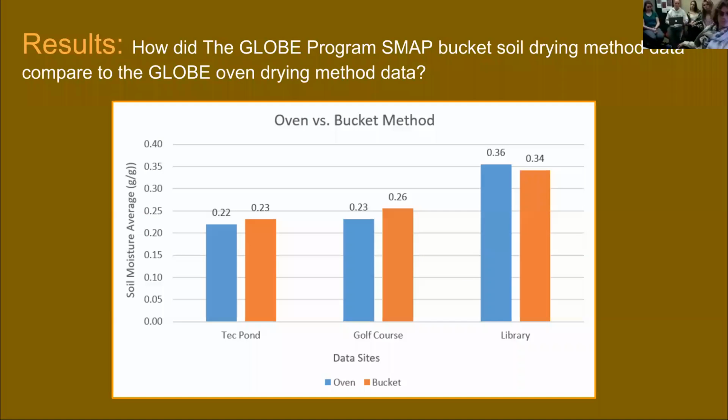All right, so our research question was comparing the bucket method to the oven method. What we came to find with the 3 different sites here, the Tech Pond, Golf Course, and Library, is that the bucket method and the oven method are very, very similar, if not pretty much the same. Those are, again, averages.